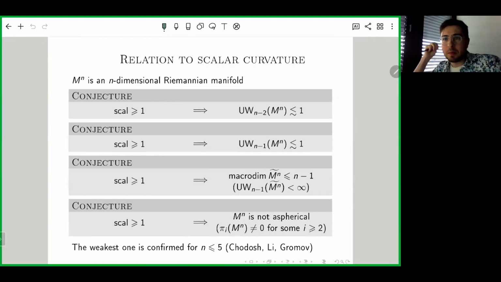And the even weaker version, which is still open, which is also mentioned by Evgeny, is that positive scalar curvature implies that the manifold cannot be aspherical. So it has some non-trivial homotopy group in degree 2 or higher. For example, the strongest one is only known in dimension 3. The last one is known in dimensions 3, 4, 5. And in dimension 2, everything is obvious, more or less.